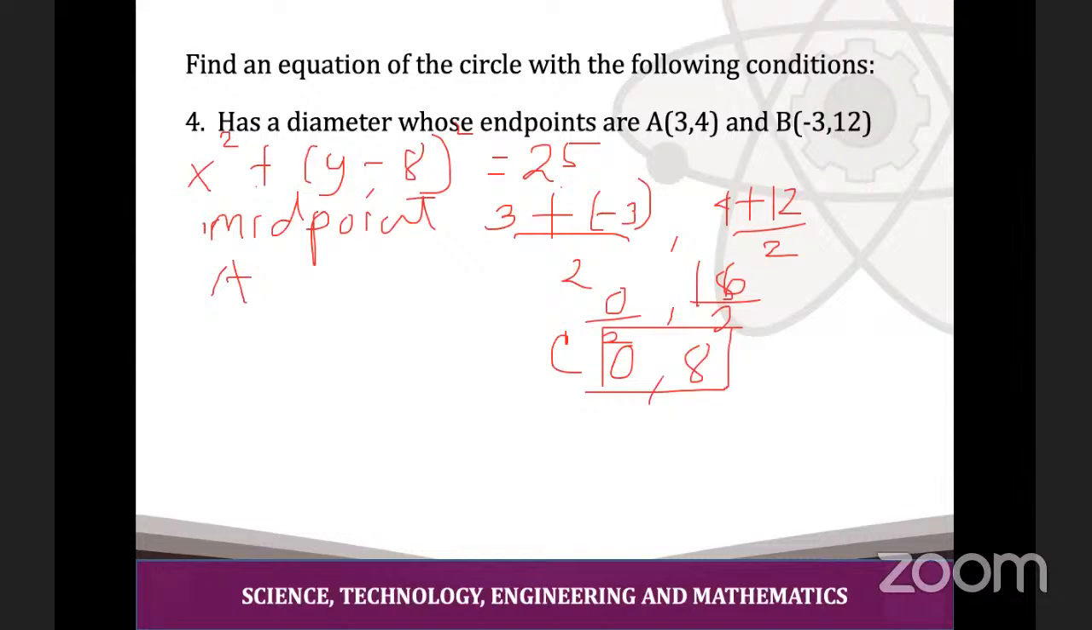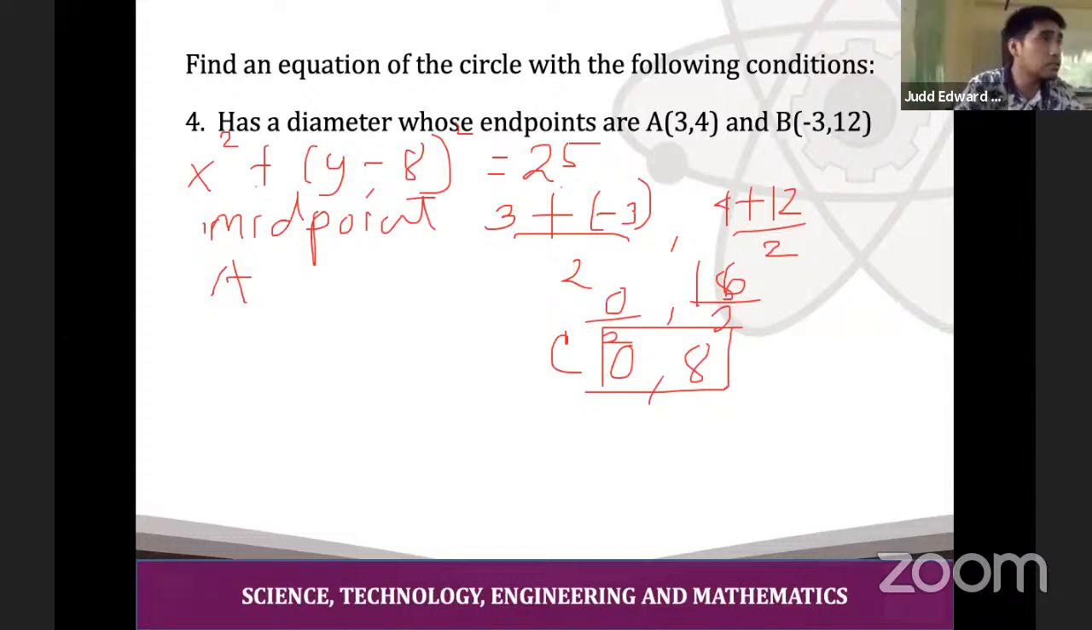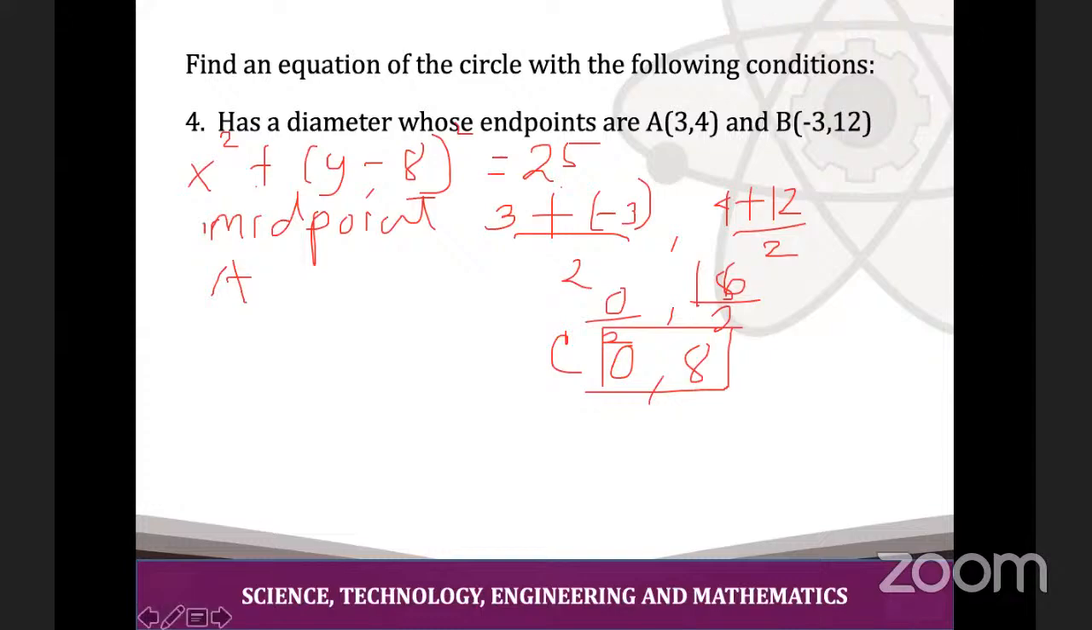So, negative 3 times negative 3 is equals to 9 and 4 times 4 is equals to 16. So, 9 plus 16 is equals to 25. So, ang radius po, i-square root po natin yung 25. So, ang radius po natin is 5. Okay, so what point did you use? Did you use point A or point B? Point A po yung ginamit ko.